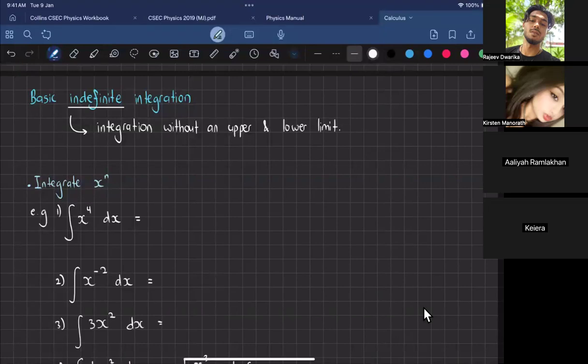Right, so I kind of introduced you all to integration already, so you all should know what to do. When we are integrating, you're adding 1 to the power, and then you're dividing by that new power. So I'd like you all to try these 3 questions for me.